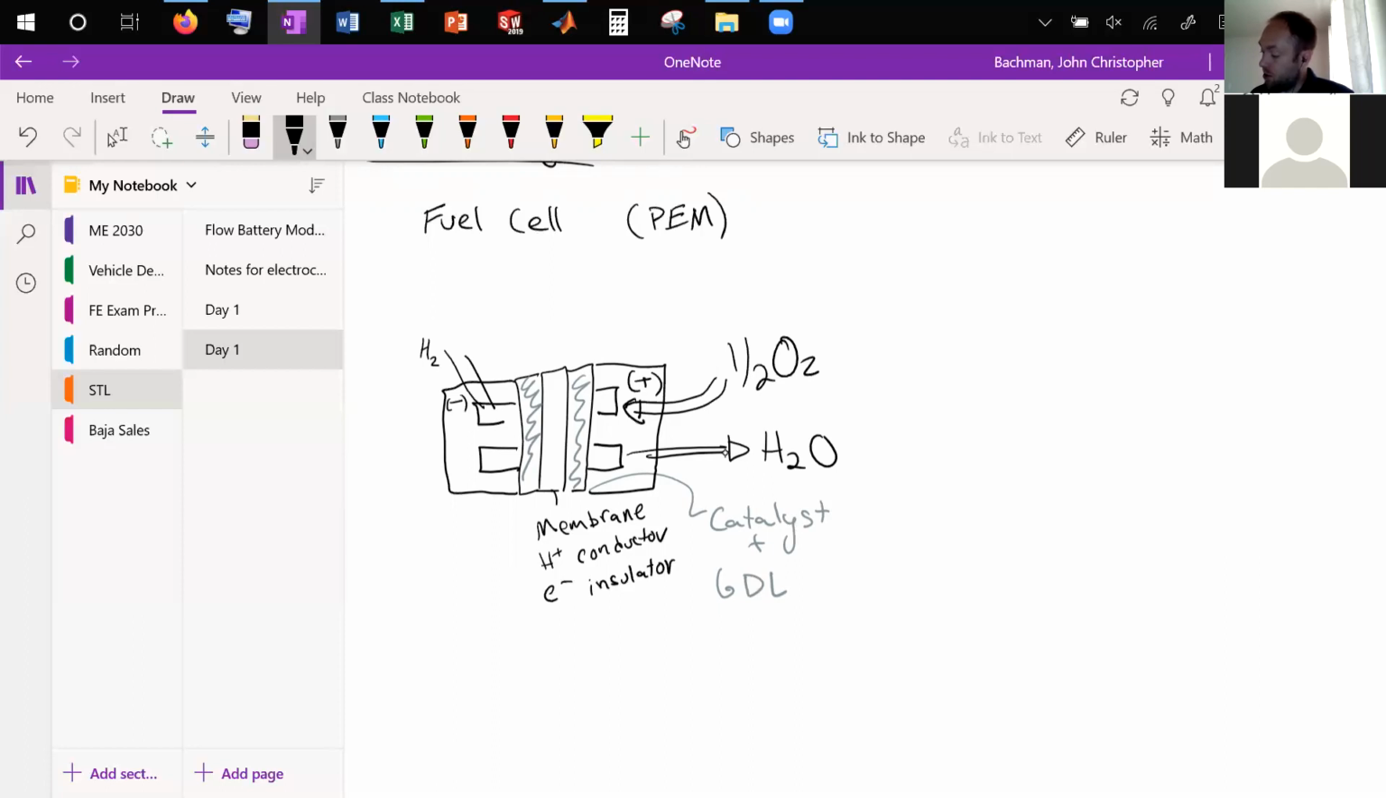So the reactions occur in this catalyst and then in the gas diffusion layer. So that allows those gases to diffuse to the catalyst. And then you'll have your load connected between these two. So this is your load for your potentiostat, right? Current is positive going this way. So that's a charging current. Or sorry, discharging current.